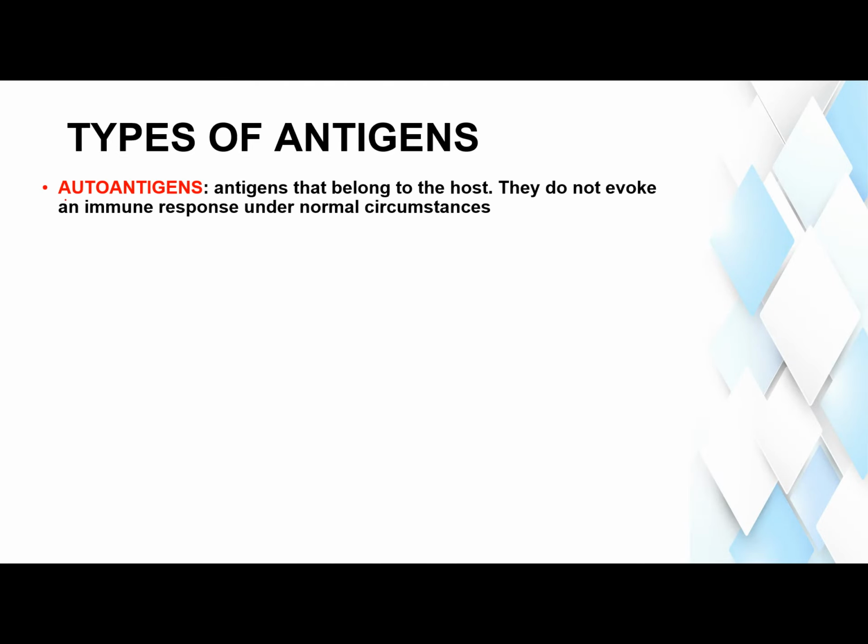The first one would be the autoantigen. From the prefix auto, this would refer to self. So these are self antigens. These are antigens that belong to the host and they do not evoke an immune response under normal circumstances. I want to emphasize here, class, under normal circumstances.